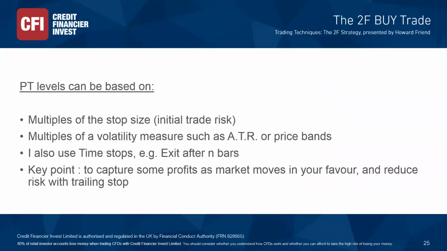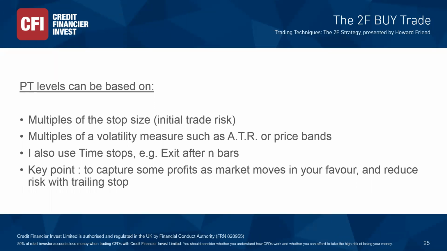Okay, you may be wondering where the PT levels come from. We've got a couple of choices here. We can use multiples of the stop size, in other words, the initial trade risk. That's quite a common one to use. So let's say we're risking, I don't know, 50 pips on the trade. We could be taking our first target at 50 pips profit, PT2 could be 100 pips and PT3 could be 150 pips. So just multiples of the initial trade risk.